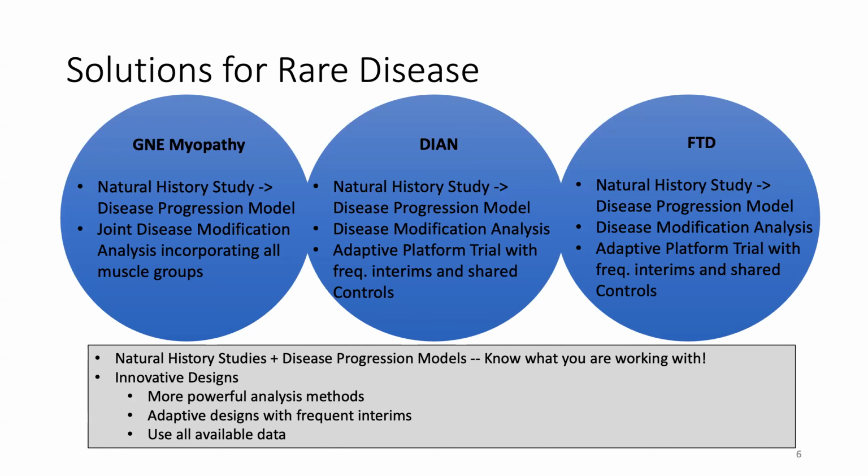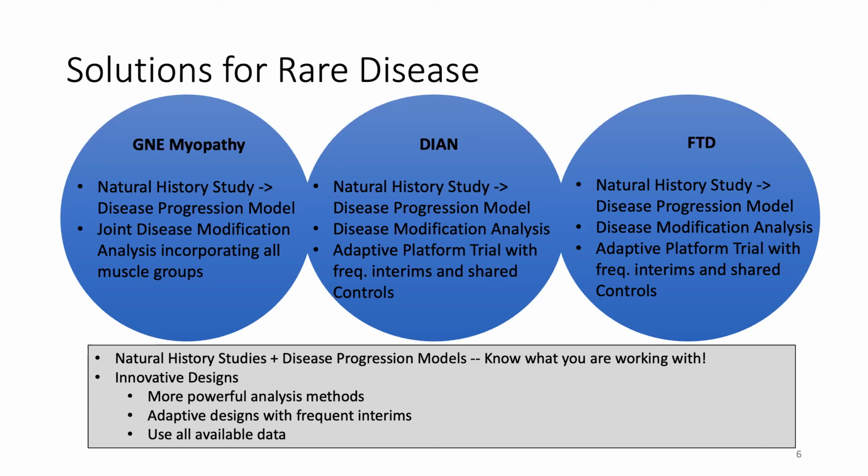So, solutions in rare disease, and I've touched on some of these already. What was common across these three case studies was the natural history study or the observational studies that individuals did before we even started thinking about clinical trial designs to test new therapies. These are really invaluable. It's really important in rare disease that we're not just throwing stuff at the wall and seeing what sticks, because we don't have a lot of resources. So it's really important that we know what we're working with.